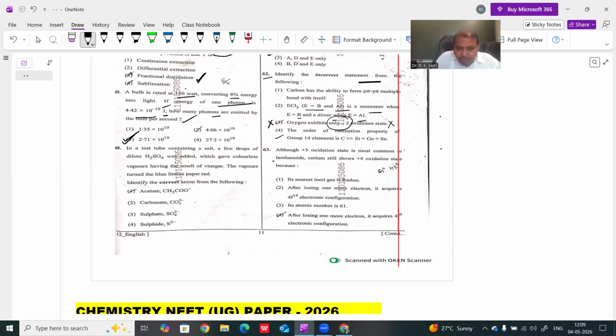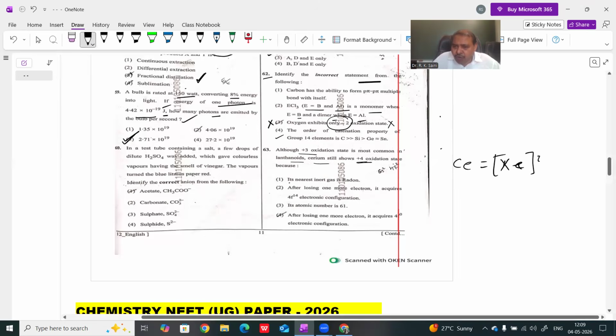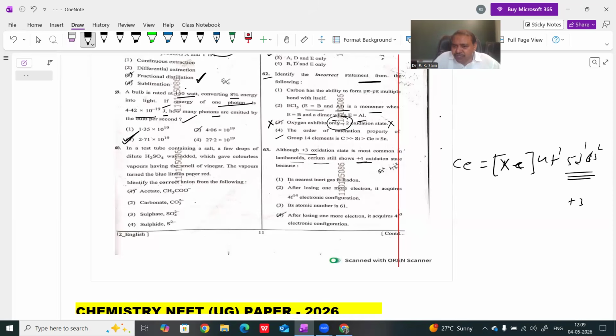Question number 63. Although +3 oxidation state is most common for lanthanides, cerium also shows +4 oxidation state. Yes, because of the electronic configuration of cerium. We know that cerium is the first 4f element and its electronic configuration is xenon 4f1 5d1 6s2.